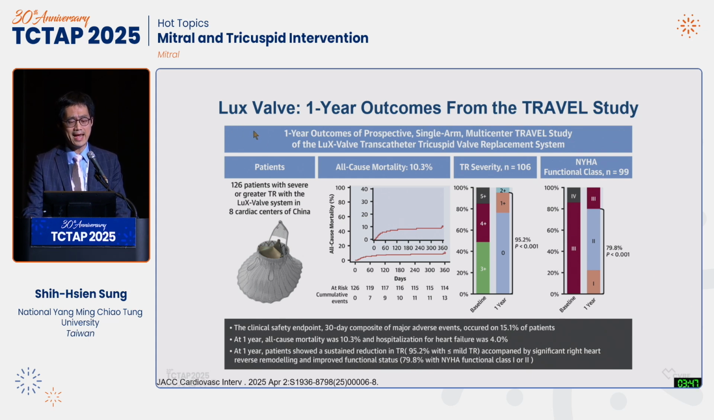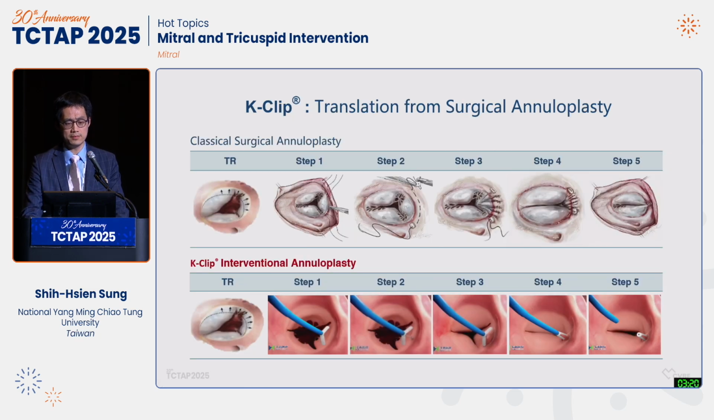the transatrial LuX-Valve system, to treat more than 100 patients, showing that the 1 year mortality is about 10%. The patients really get benefit in TR reduction as well as an improvement in functional class. The 30-day new pacemaker implantation rate is less than 1% and less than 2% within a year, compared to the EVOQUE valve. This is really nice for preventing conduction disturbance.